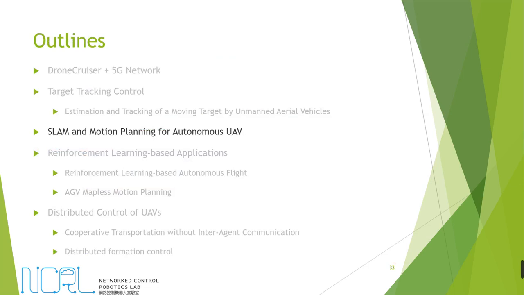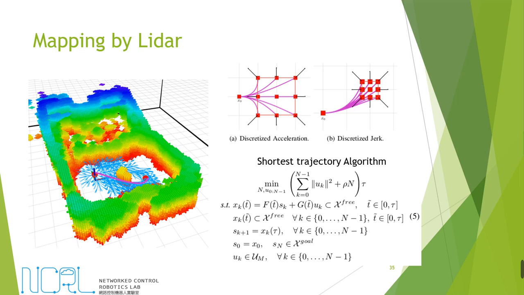Okay, and then the third target is about SLAM and motion planning for autonomous UAV. SLAM stands for simultaneous localization and mapping, and this is the map that we generate by sweeping our lab using a LiDAR. The areas with color represent the obstacles that have been occupied by obstacles. And this open area is the region that can be flown by the UAV.